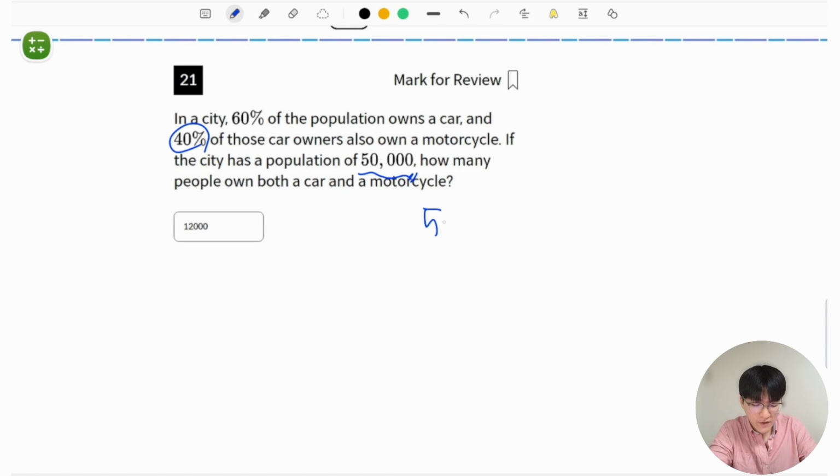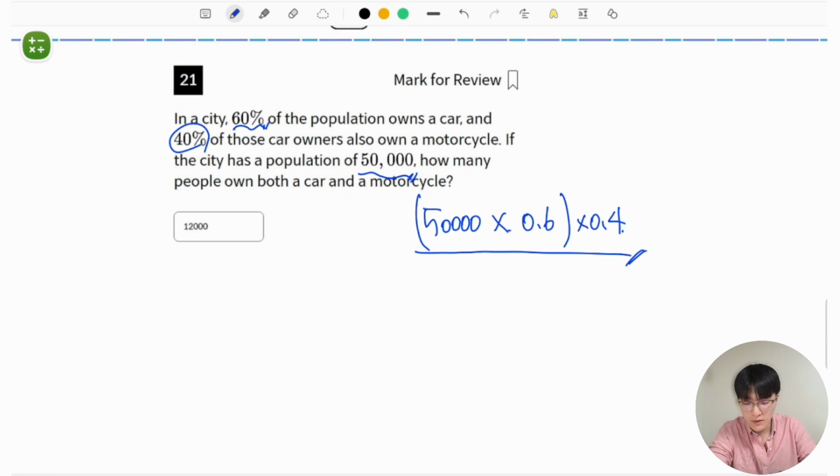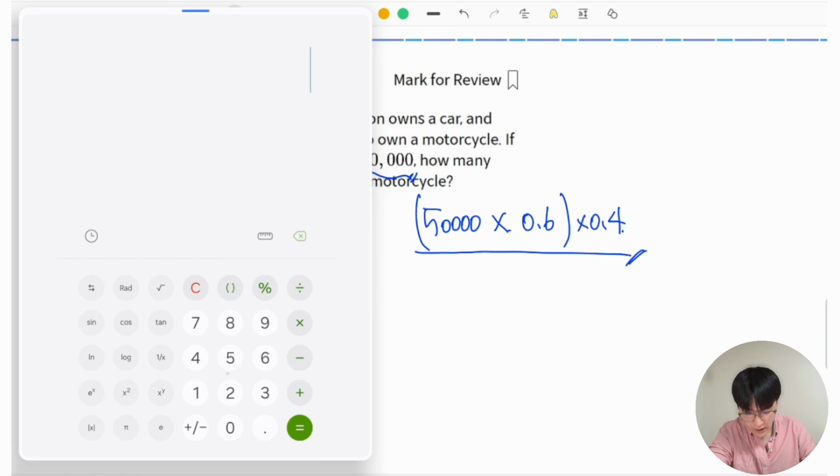So out of 50,000, let's just work our way from there. 60% of the population owns a car. So we want to multiply that by 0.6, turn it into a number format. And out of that population, 40% of that population also owned a motorcycle. So we multiply that by 0.4. And so if we solve this equation, we will get our desired answer. And that is 12,000.